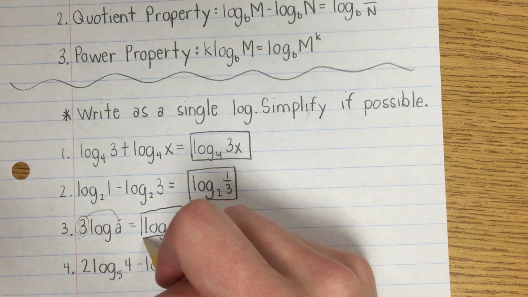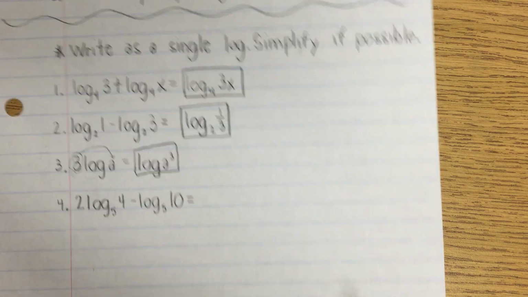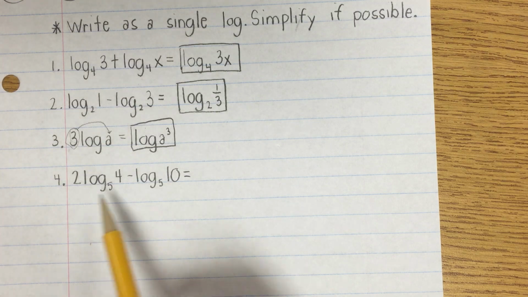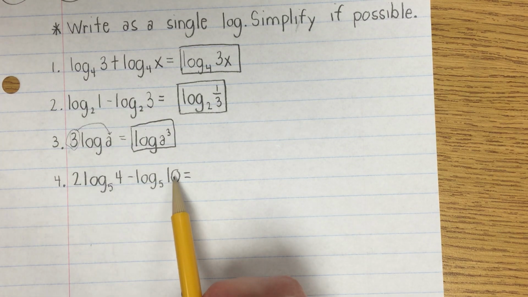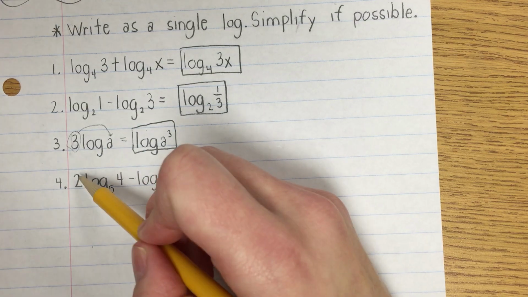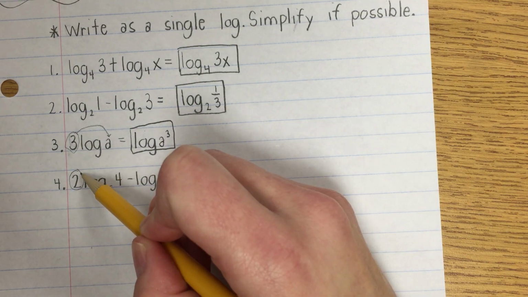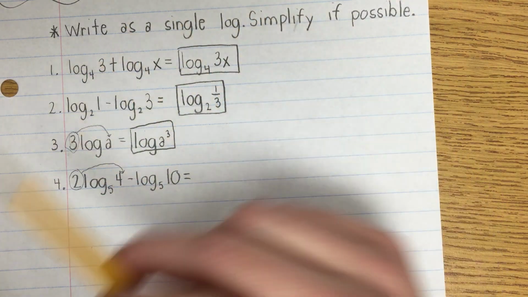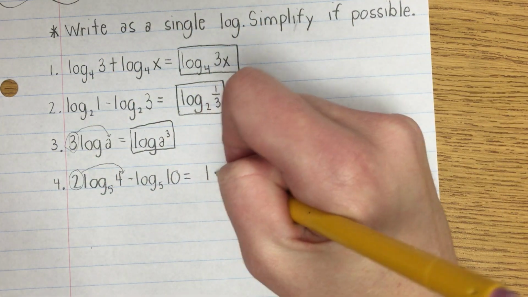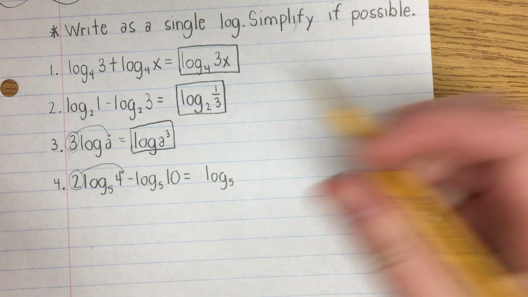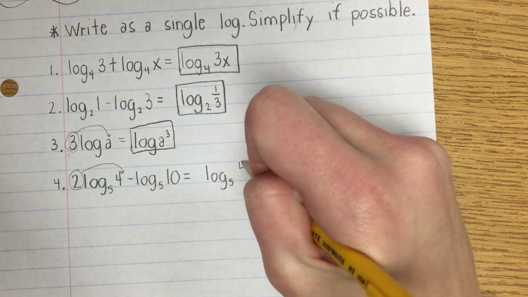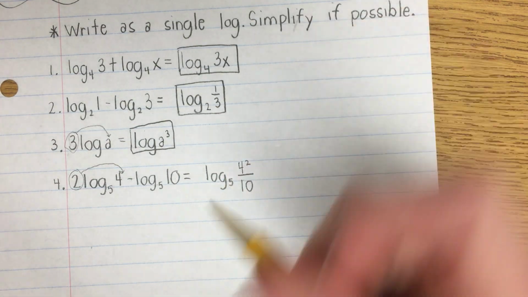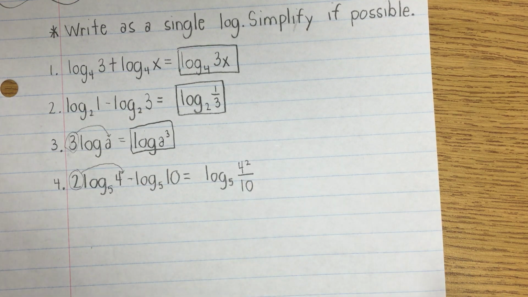Okay, let's look at some examples where we have to combine some properties. So number 4, we've got 2 log base 5 of 4 minus log base 5 of 10. What I'm going to do first is recall that the number in front will become an exponent, and the minus sign means I'll be using the quotient property. So I would have log base 5 of 4 squared over 10, because of the minus sign, I'm using the quotient property.